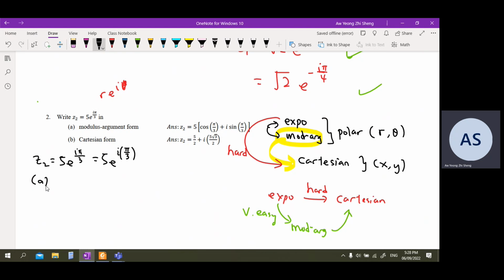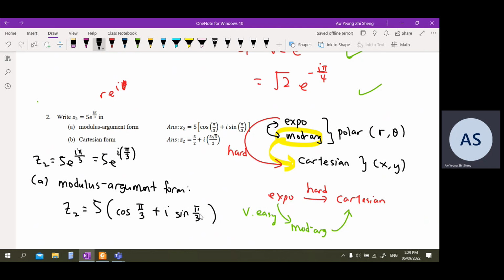Then part A, modulus argument form. It will be Z2 equals, this one requires zero effort because it's the same r and theta, where r is 5, followed by cos theta plus i sine theta. It's always cos plus i sine. Then your theta here is pi over 3. And pi over 3 is a positive angle, so you don't really need any brackets around it. If you still prefer to put brackets around, it's fine, but it's actually okay to not put brackets here.